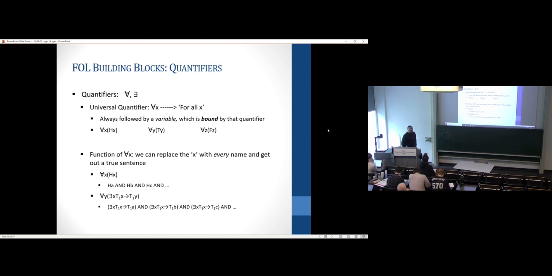So the upside down A, x, tells us that for all x, every x. So for example, universal x, H x, tells us everything's an H. And this tells us for all y, T y, everything's a T. And this tells us everything's an F.